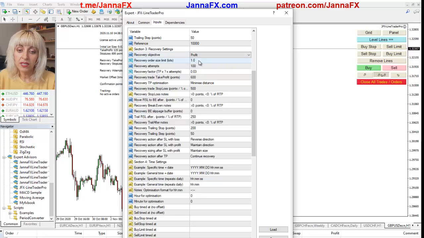Recovery order size limit. So you see, guys, we have one lot. So you can increase this, also double click, you can increase it or decrease it. That way you are calculating pretty much your risks, right? Because you don't want the lot size growing, because the recovery is based on a little bit of martingale with averaging, and if you keep an eye on it, you can pretty much control and see what is going on.